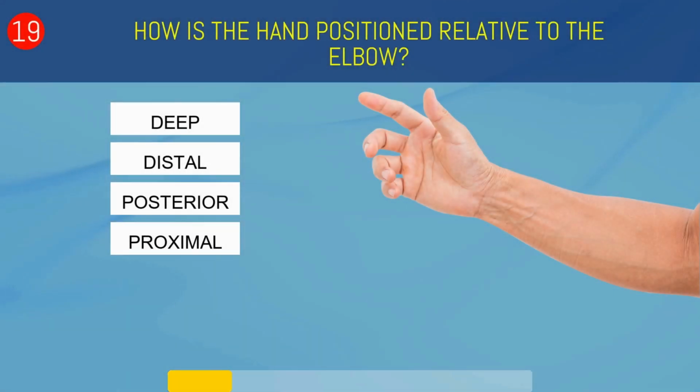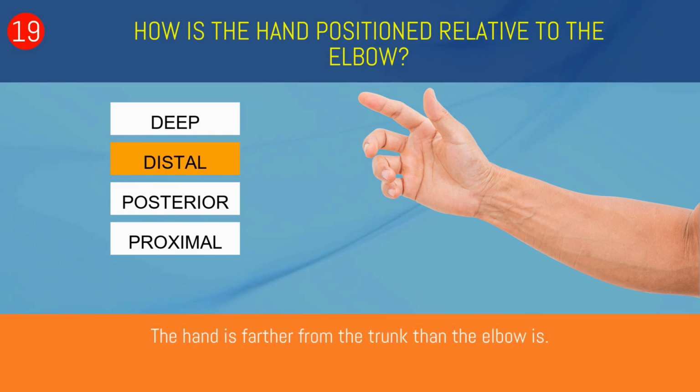How is the hand positioned relative to the elbow? Deep, distal, posterior, or proximal? Distal. The hand is farther from the trunk than the elbow is.